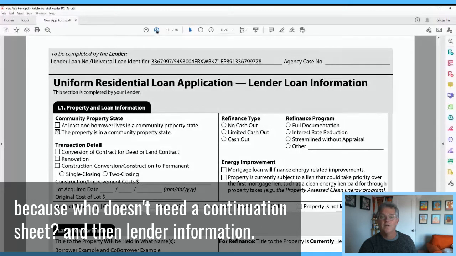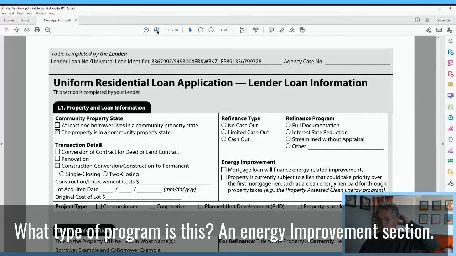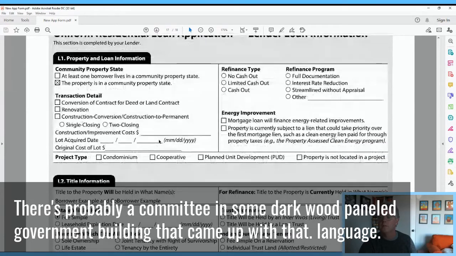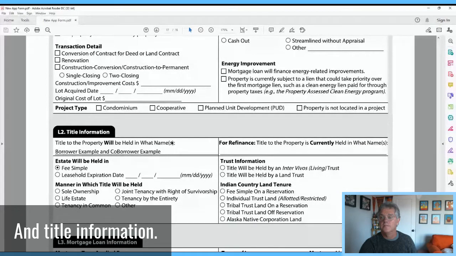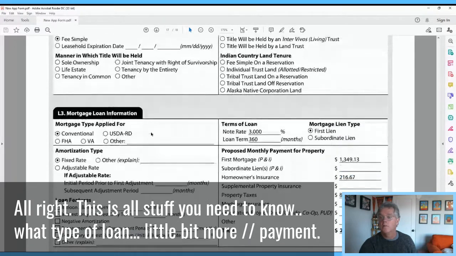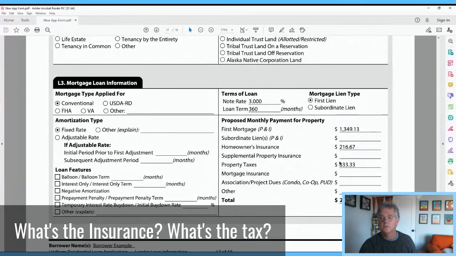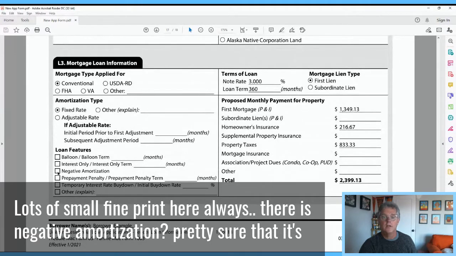And then lender information. So how are we going to hold title? What type of program is this? Energy improvement section. There was probably a committee in some dark wood paneled government building that came up with that language. And title information. All right, this is all stuff you need to know. What type of loan, a little bit more, payment, what's the insurance, what's the tax, lots of small fine print here. Oh, is there negative amortization?